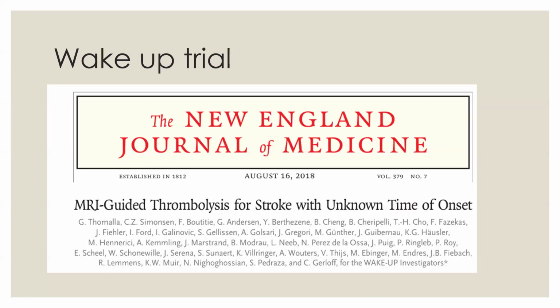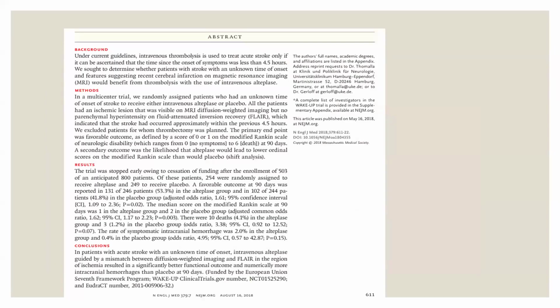Now the next trial, which was published in 2018, was the WAKE-UP trial. In this, they extended the window period further, and they studied mainly those patients who presented to us with unknown time of onset. What they did is this: patients who had ischemic stroke visible on MRI diffusion-weighted imaging, but not on FLAIR, were thrombolyzed, considering the stroke must have occurred within 4.5 hours.